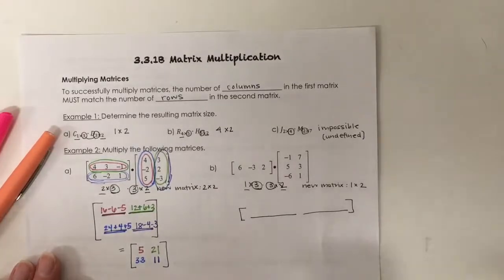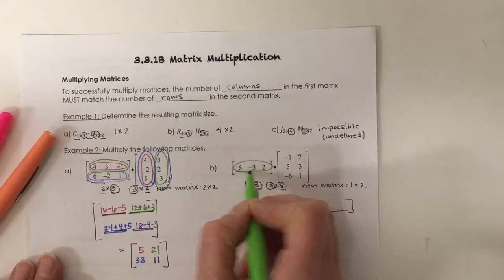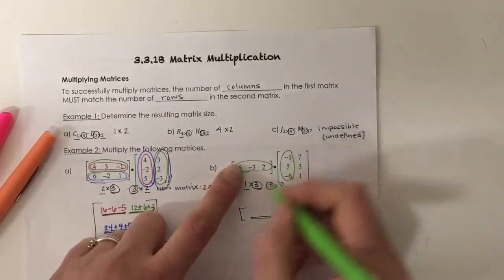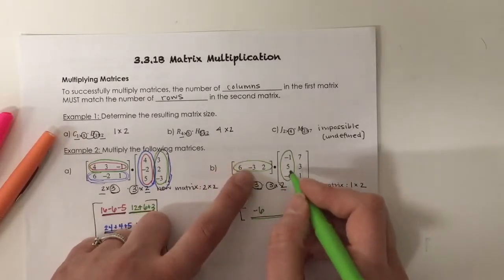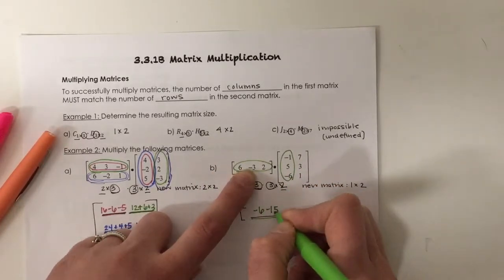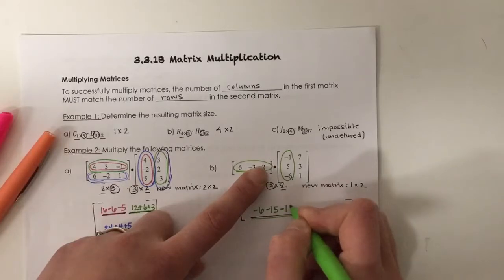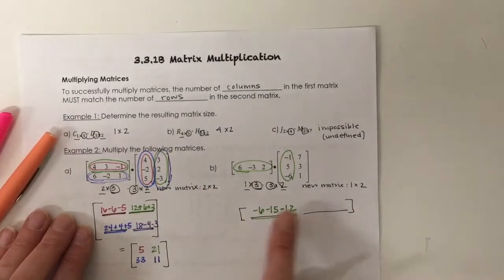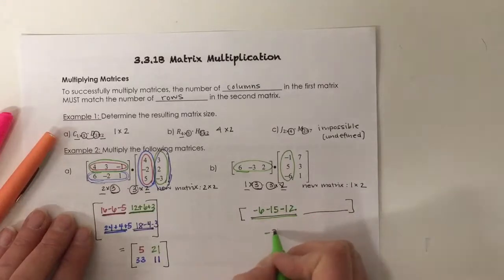Same idea applies here that we did in the first one. First row, first column. Multiply it together. 6 times negative 1 is negative 6. Negative 3 times 5 is negative 15. 2 times negative 6 is negative 12. I'm going to simplify it this time right now. If I add all these together, I end up with negative 33.